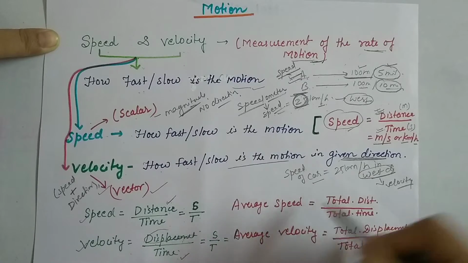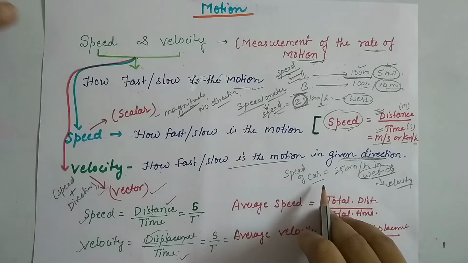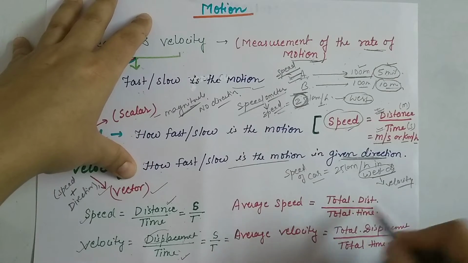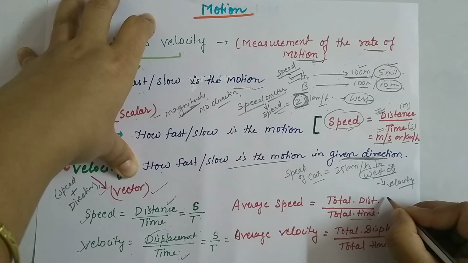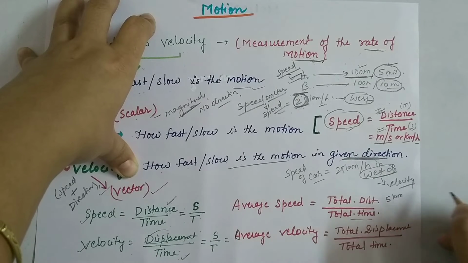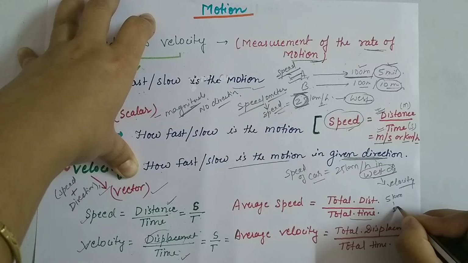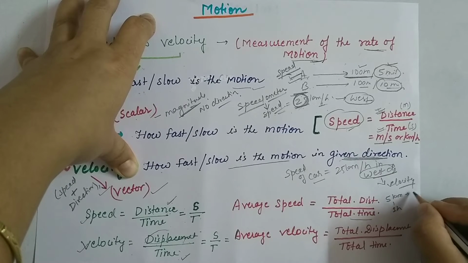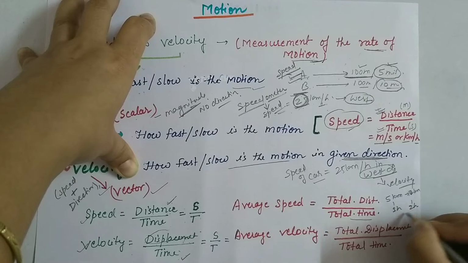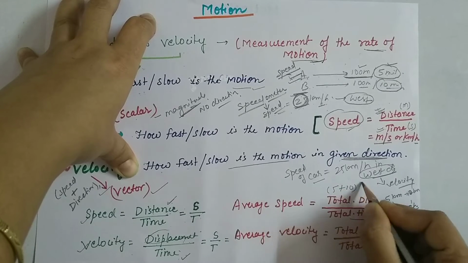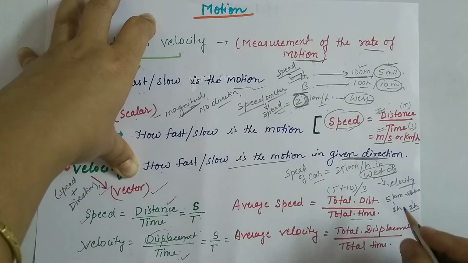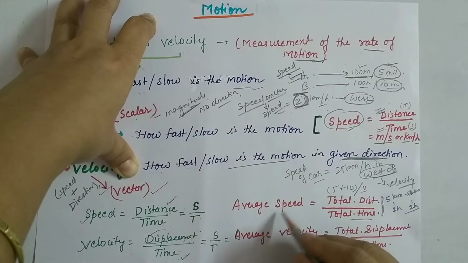Now average speed is the total distance covered by an object divided by the total time taken. Let's see one example. If an object moves the first 5 km in 1 hour, then it covers 10 km in 2 hours. So we calculate 5 plus 10 divided by the total time taken, that is 3. That is your average speed.